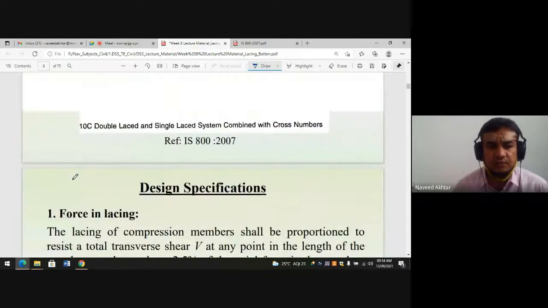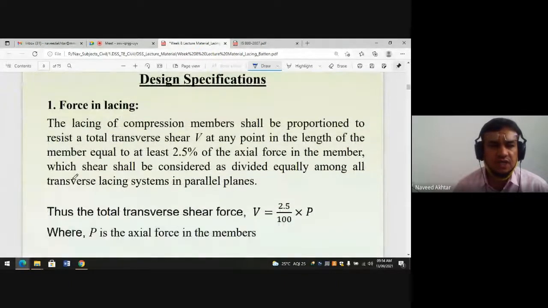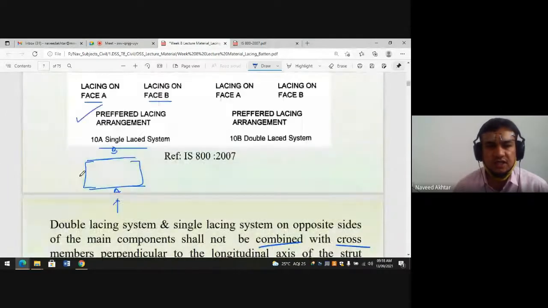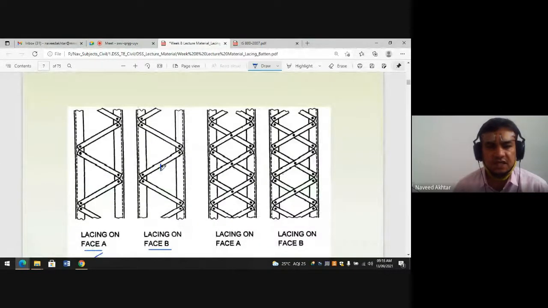Okay, now some design specifications for the lacing bar. What do we call a lacing bar? This one, the inclined member. These are nothing but the lacing bars. This one is nothing but lacing bars. In double angle also, these are nothing but lacing bars. How to design this is given in the IS code.